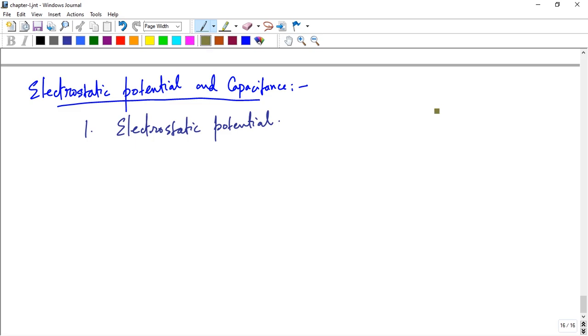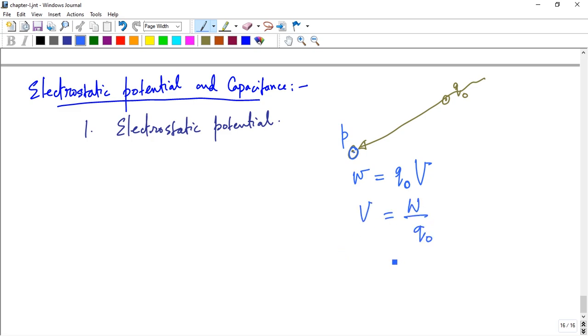Like that, suppose there is a unit positive test charge, say q naught, brought from infinity to a finite point, say point P. Okay, so the work done from infinity to the finite point P is equal to test charge Q naught times potential V. So you get V equal to W over Q naught. This capital V represents potential, and potential is a scalar quantity.